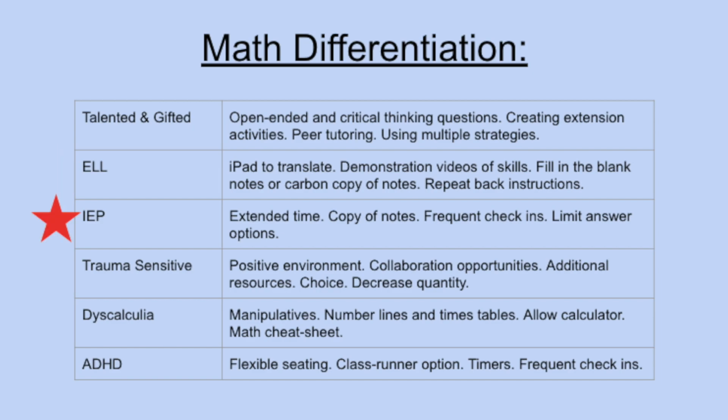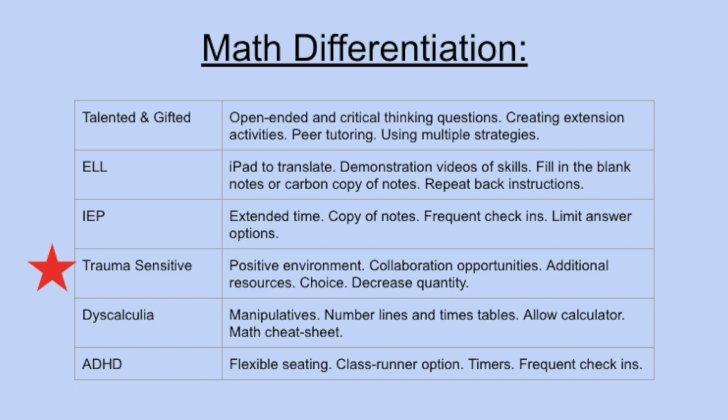For our students with IEPs, these also vary, but some of our most common things that we do are providing extended time, copy of notes, frequent check-ins, and also limiting answer options. For our trauma-sensitive students, these students really just need to know that we are there to support them and that we want them to be successful. And so creating that environment and building a relationship is really key here.